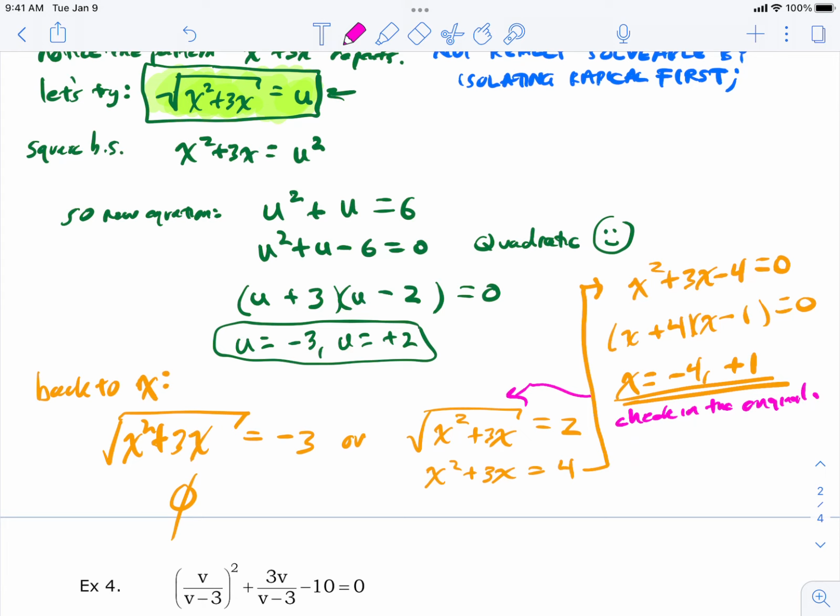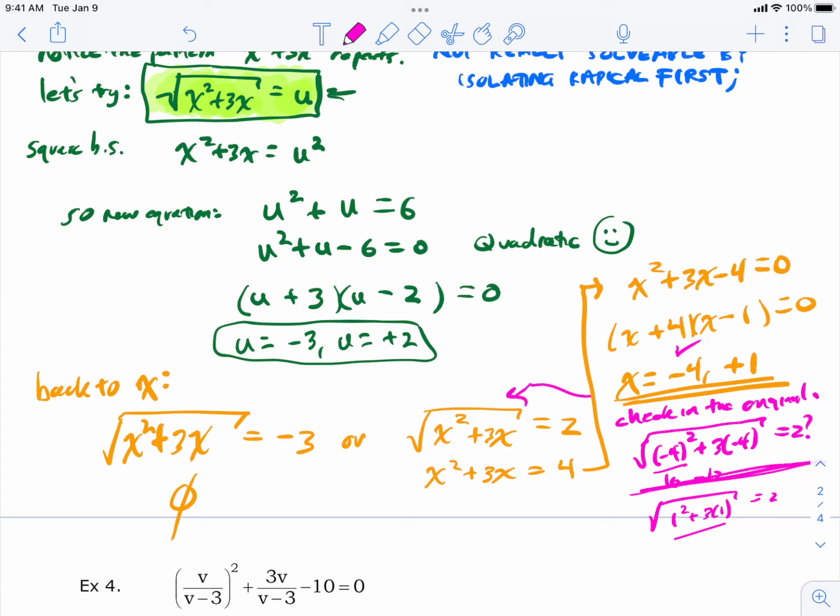If I go like this, -4 squared plus 3 times -4, does that equal 2? Well, that would be 16 minus 12, which is 4. Radical 4 is 2. That worked. -4 works. Now let's try the 1. 1 squared plus 3 times 1. Does that equal 2? Well, 1 plus 3 is 4. Radical 4. That worked too. Actually, they both work. Well, that was nice.